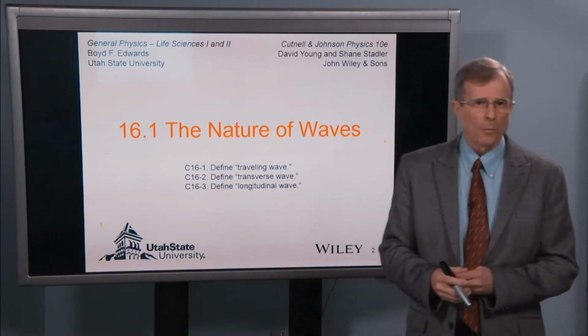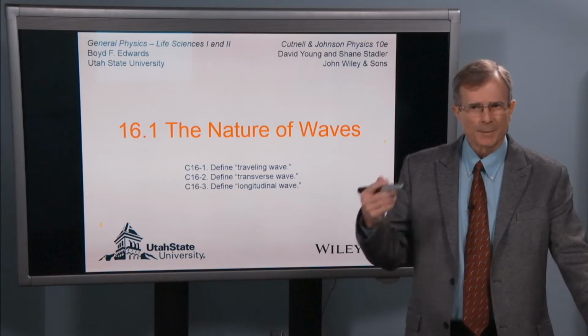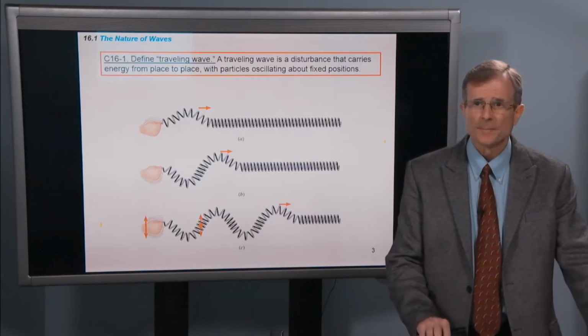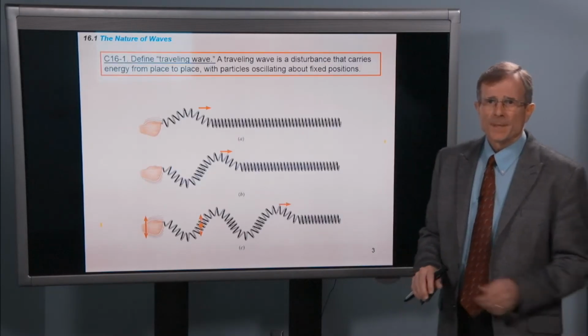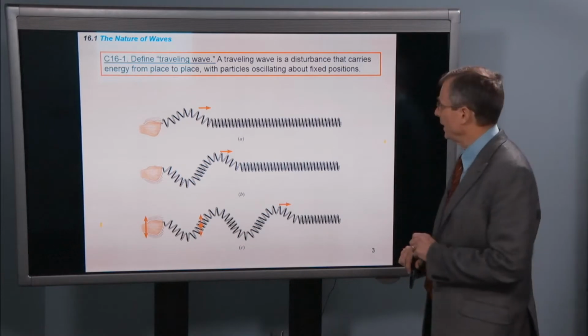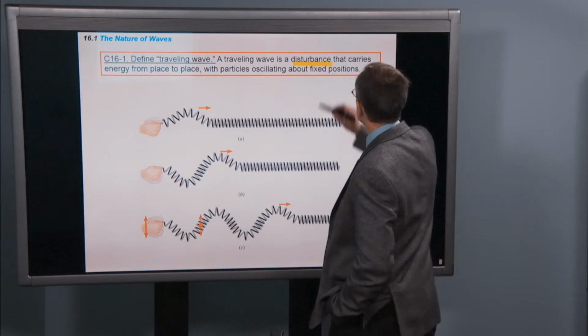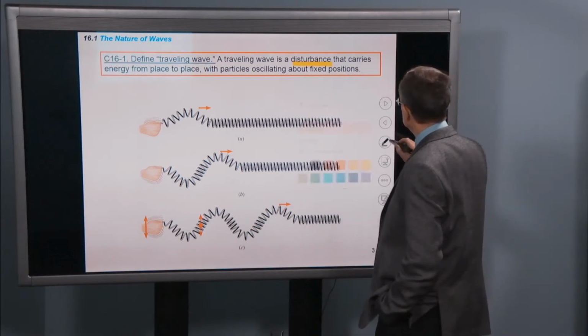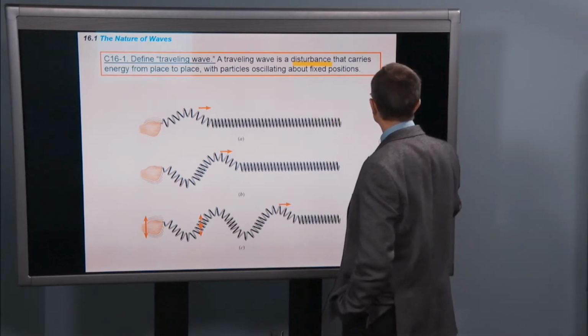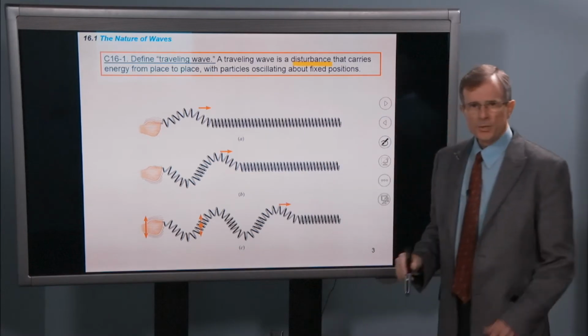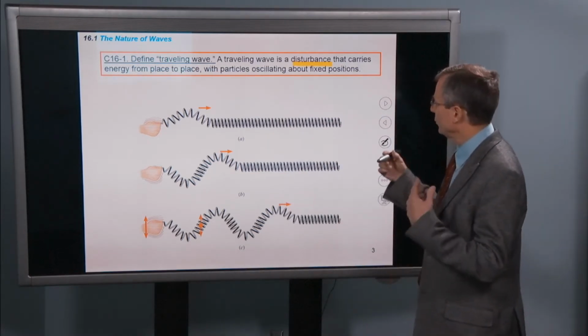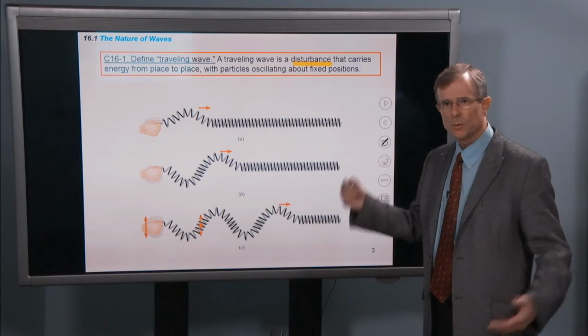In section 16.1, the first section of the book, we're going to talk about the nature of waves. First, we'll define a traveling wave as a disturbance that carries energy from place to place, with particles oscillating about fixed positions. What do we mean by that?